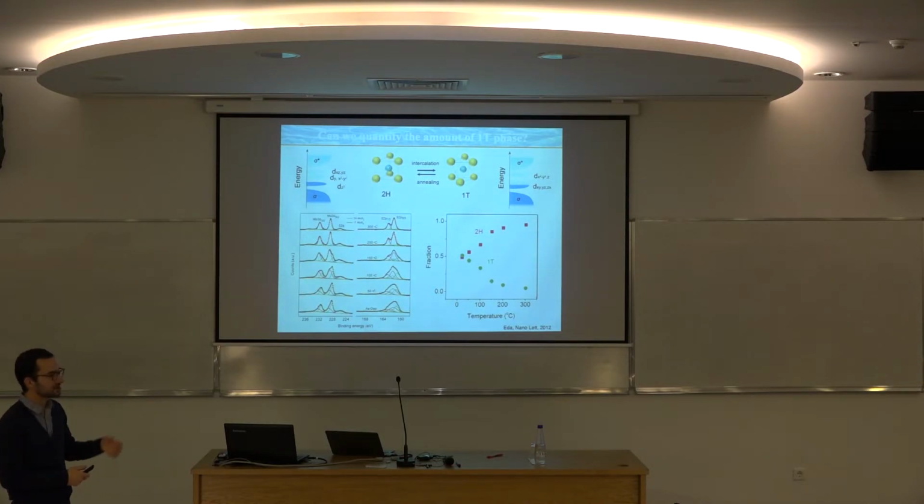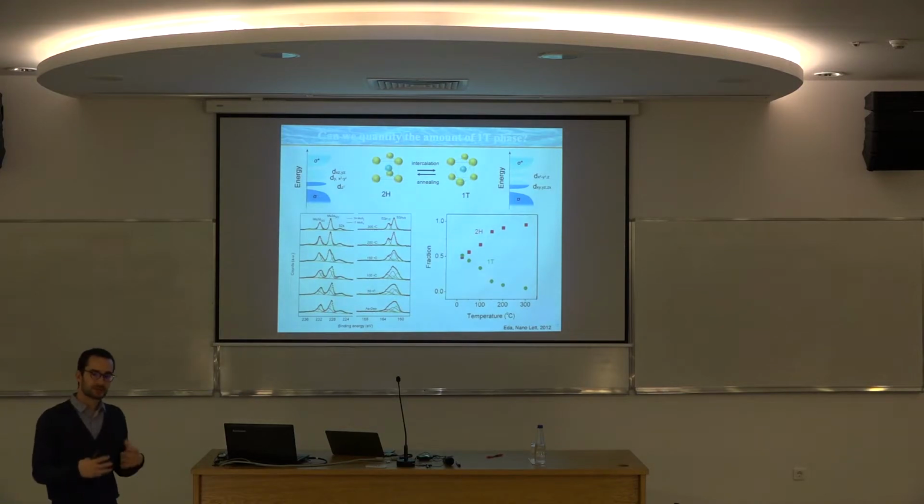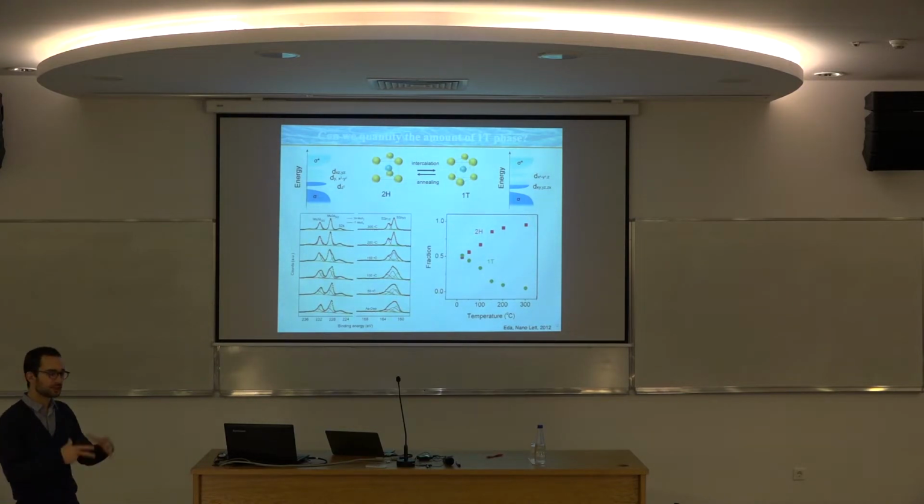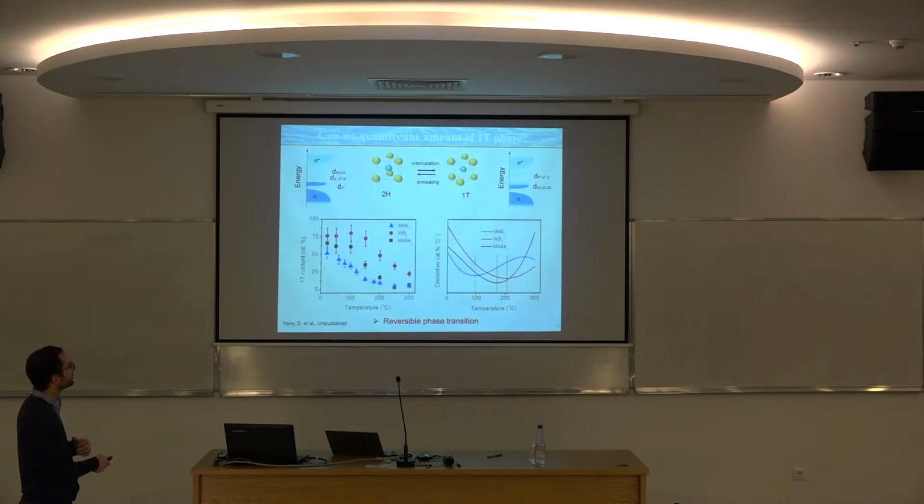So XPS is actually a very powerful technique, relatively easy to perform, and we can probe a large region of the sample. So we have very good numbers, very good statistics, and we're confident about the amount of the different phases. And this works for all the different TMDs. You see this is for molybdenum sulfide, tungsten sulfide, and molybdenum selenide. So this is the amount of 1T phase as a function of temperature.